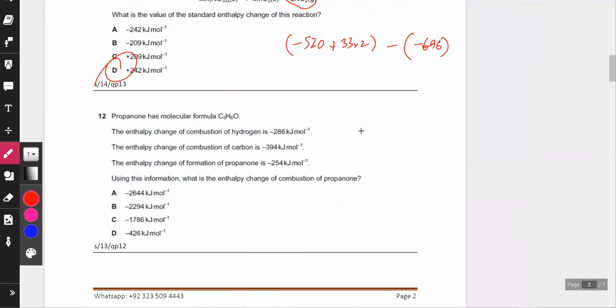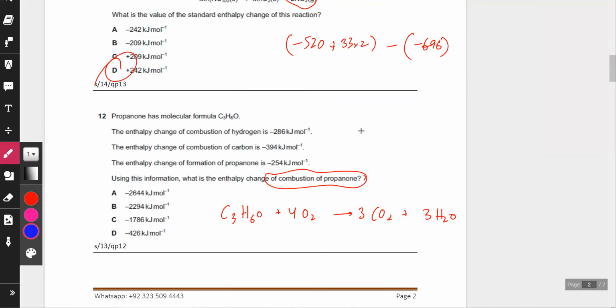Now here's a tricky one. He's asking for the combustion of propanone. So I'll just give you the equation. Propanone is C3H6O, and its combustion equation is going to look like this. There's going to be CO2, plus 3 water molecules. And this is how many? 9 oxygens. So I think there would be 4 O2s, right? So you're given this.